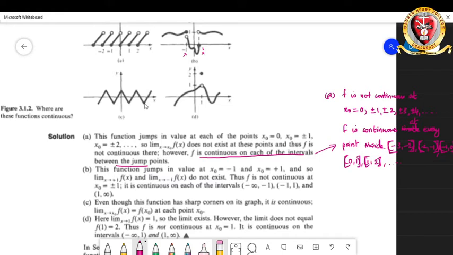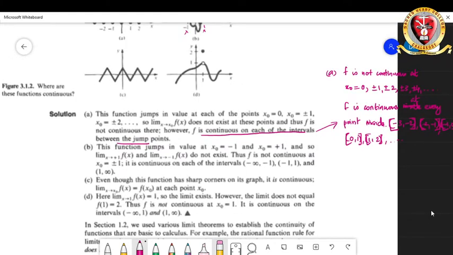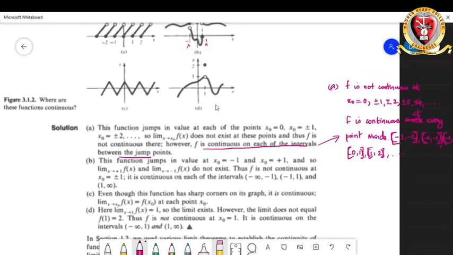It has sharp corners, but still it is continuous. It is continuous because limit x tends to x naught, f of x is equal to f of x naught at each point x naught. So that is the definition of continuity at a point, and that is satisfied here. And what about the fourth question?